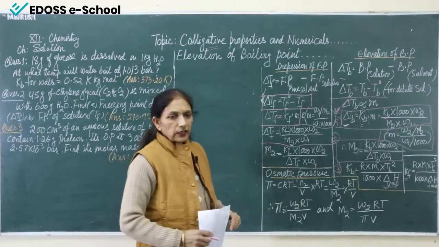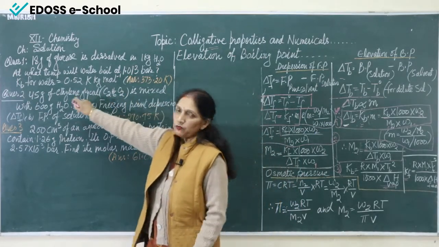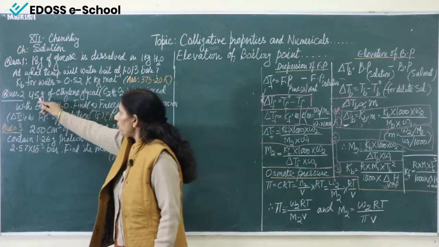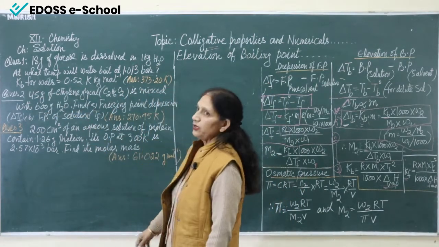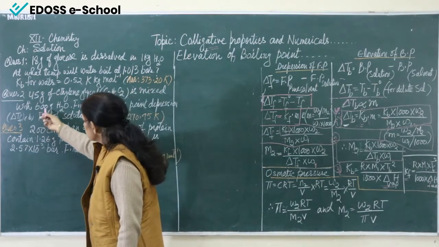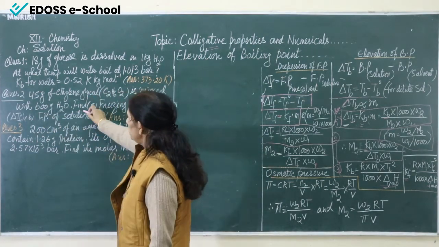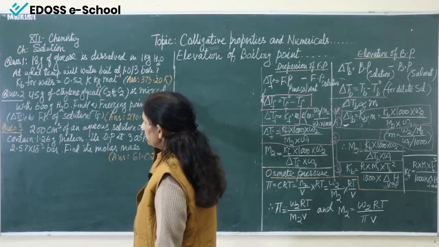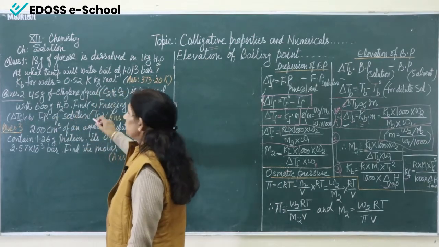Okay, so we are coming to the numerical now. This is the numerical based on our second colligative property. 45 gram of ethylene glycol, this is the formula of ethylene glycol, is mixed with 600 gram water. We have to find two things: first, freezing point depression and freezing point of solution.